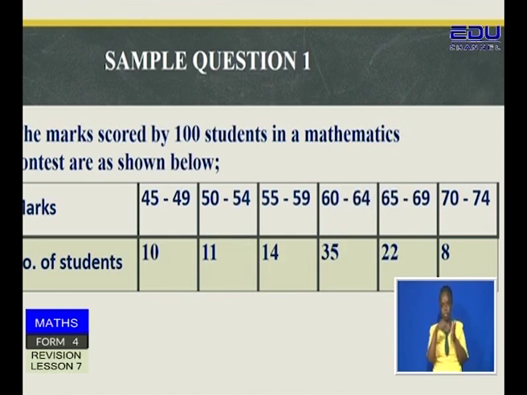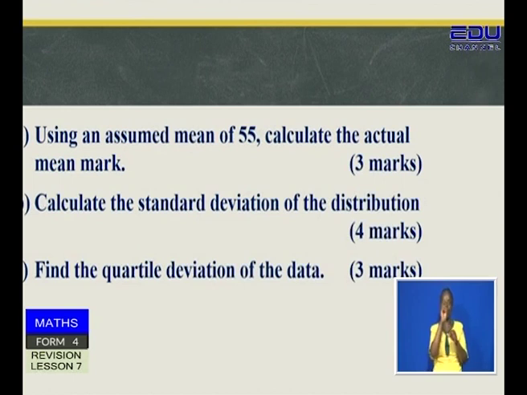Let us proceed and look at the question now. Using an assumed mean of 55, calculate the actual mean mark. Secondly, calculate the standard deviation of the distribution. And lastly, find the quartile deviation of the data. And the data here is the marks of the students.